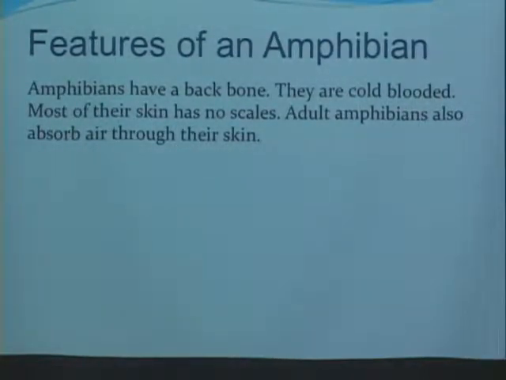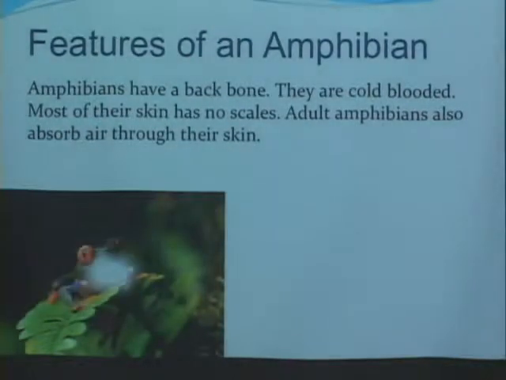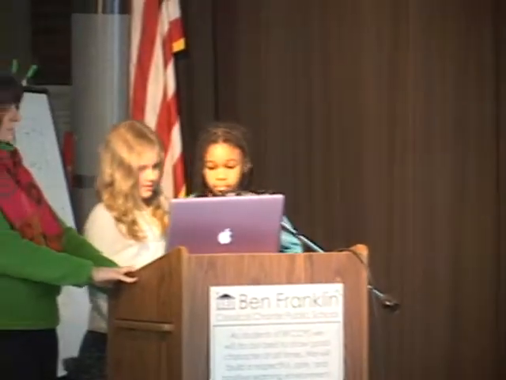Features of an amphibian. Amphibians have a backbone. They are cold-blooded. Most of their skin has no scales. Adult amphibians also absorb air through their skin.